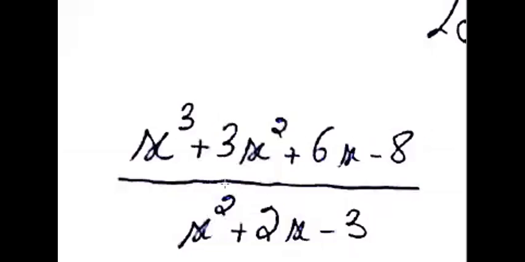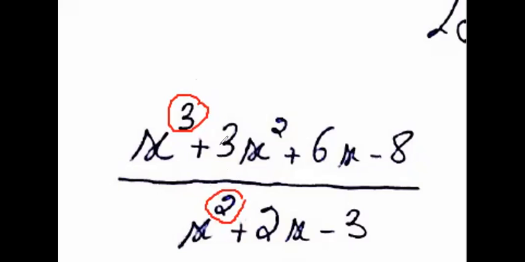Let's start with considering this fraction of polynomials. Now here I have a polynomial of degree 3 over a polynomial of degree 2. This is called an improper fraction when the degree of the numerator is greater than or equal to the degree of the denominator. Otherwise, we call it a proper fraction.